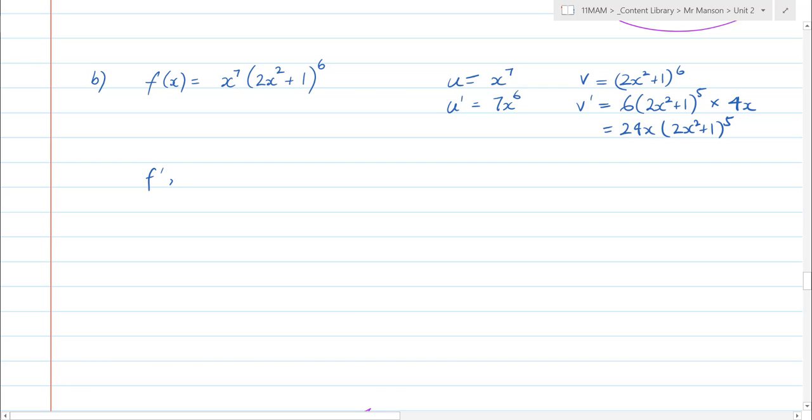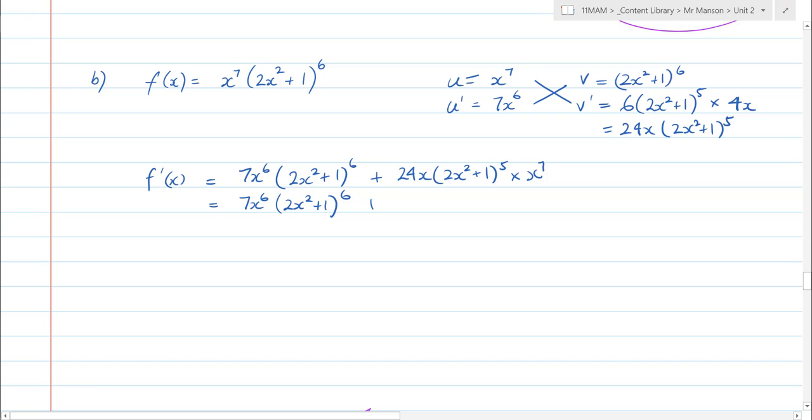And therefore, f dash of x equals u dash v plus u v dash: 7x to the power of 6 times (2x squared plus 1) to the power of 6, plus 24x (2x squared plus 1) to the power of 5 times x to the power of 7. And that's equal to 7x to the power of 6 (2x squared plus 1) to the power of 6, plus 24x to the power of 8 (2x squared plus 1) to the power of 5.